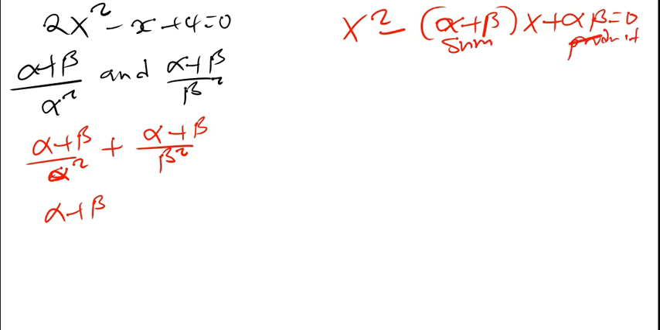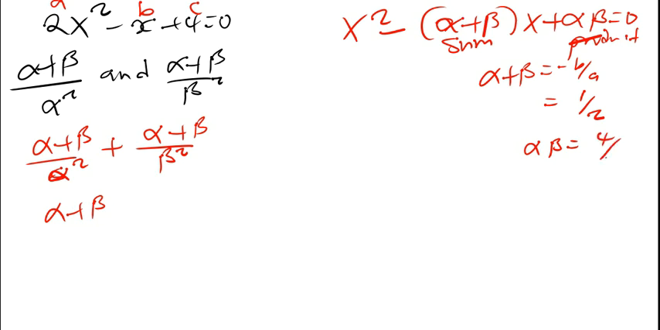Using the same thing, this is A, this is B, and this is C. So alpha plus beta is still negative B over A. B is negative 1, and negative times negative will be positive, so it will be positive 1 over A, which is 2. Alpha times beta is C over A. C is 4, A is 2, so I'll end up having 2. The first thing, let us first add these.